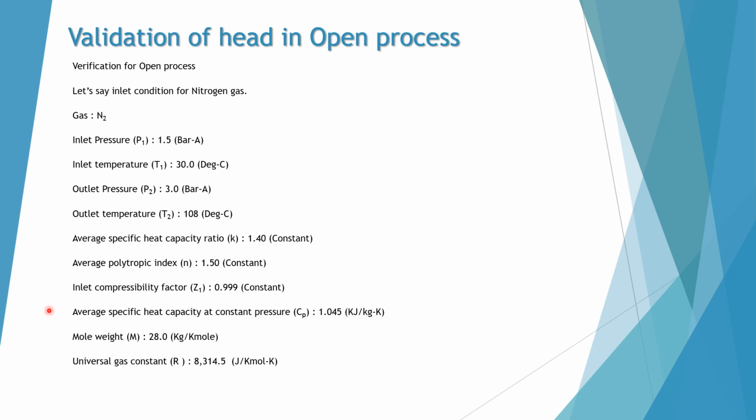Inlet compressibility factor Z1 is 0.999 constant. Average specific heat capacity at constant pressure Cp is 1.045 kilojoule per kg per Kelvin. Molecular weight is 28 kg per kilomole. Universal gas constant R is 8314.5 joule per kilomole per Kelvin.